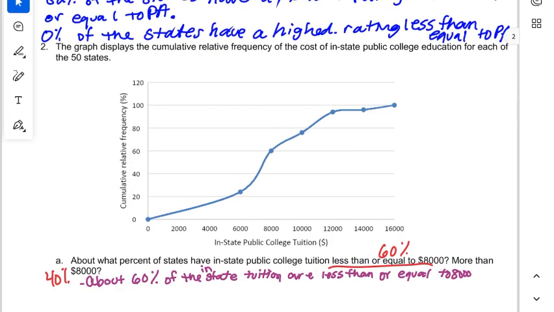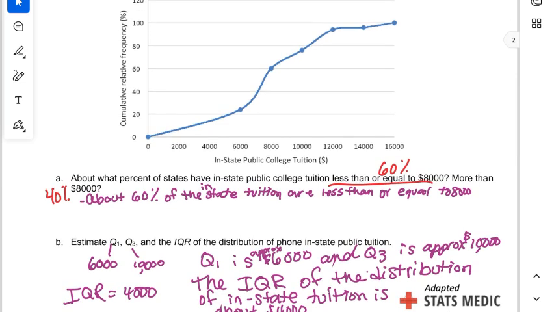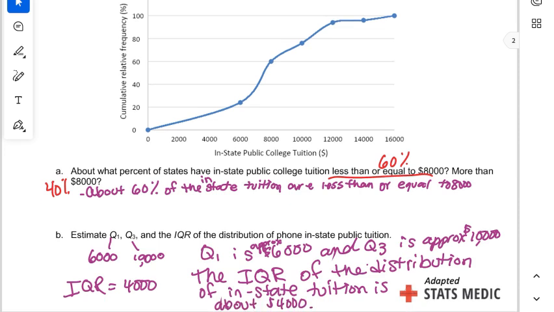Okay, so here is the ogive for it. So at what percent, this is something else, this is tuition, sorry. About what percent of states have in-state public tuition less than 8,000? Did y'all get about 60%? Okay, and then the other one, more than 8,000. I need to write that one down.